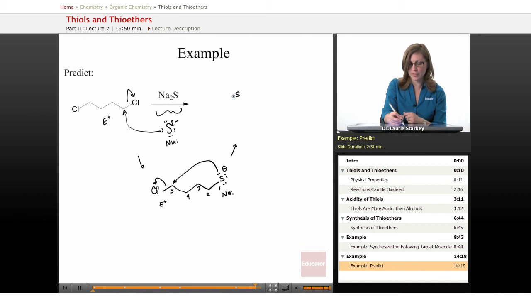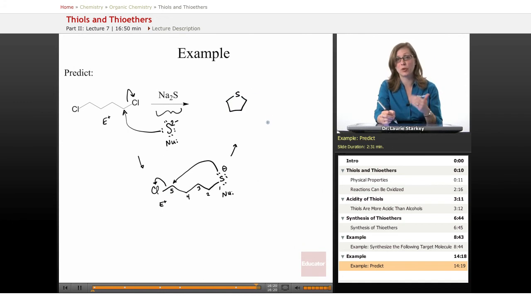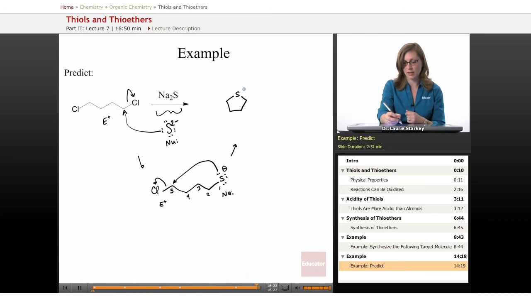So what we're going to form here, just like we did, we could make a cyclic ether by doing an intramolecular Williamson. We can make a cyclic thioether. Here we have a 5-membered ring this way.